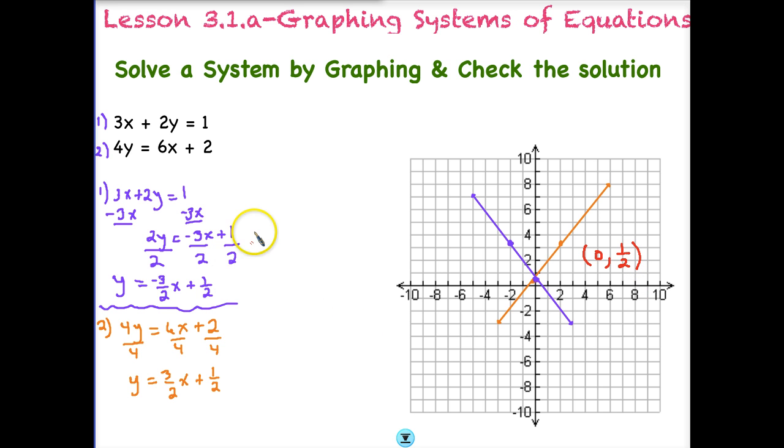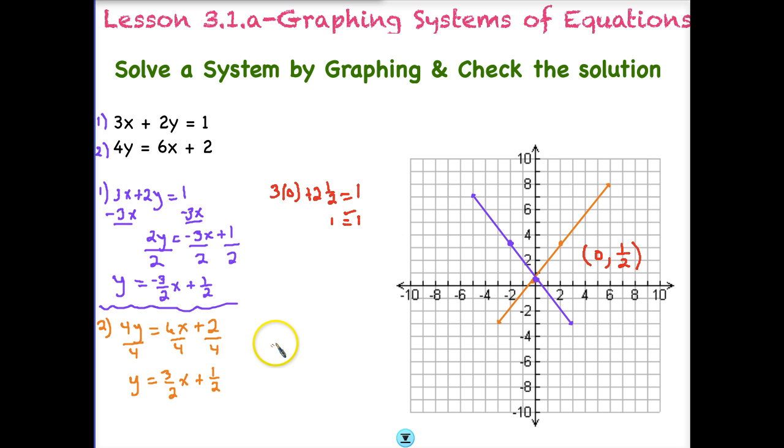All right, and if we wanted to check our solutions, we could definitely check our solutions by plugging them back in. So let's go ahead and do that. In our first equation here, if x is 0, we would plug it in like this. 3 times 0 plus 2 times 1/2 equals 1. 3 times 0 is gone. 2 times 1/2 is the same thing as 2 over 2, which is just 1. And 1 equals 1. That one checks out.